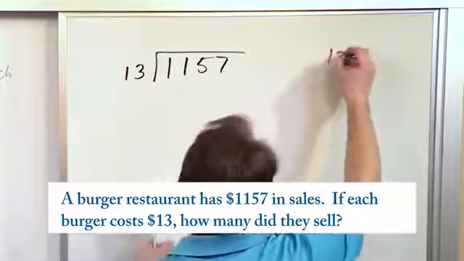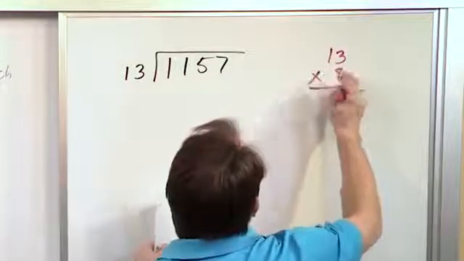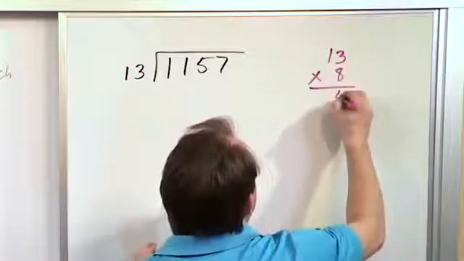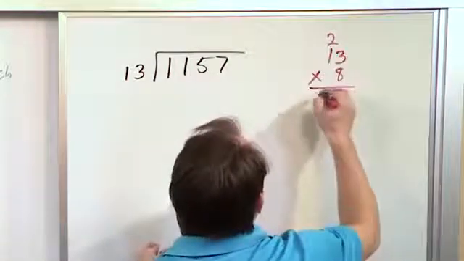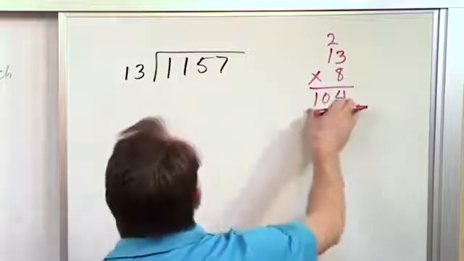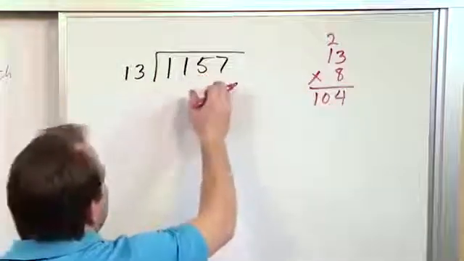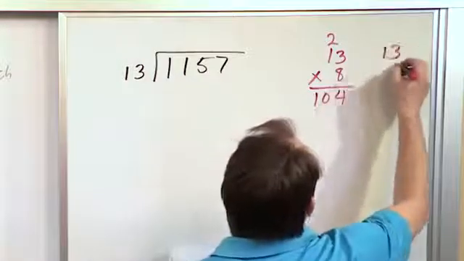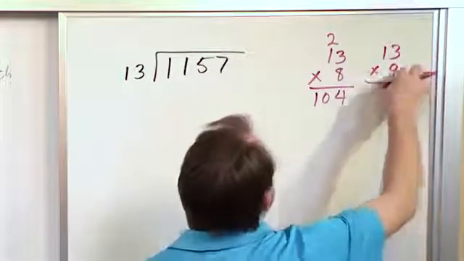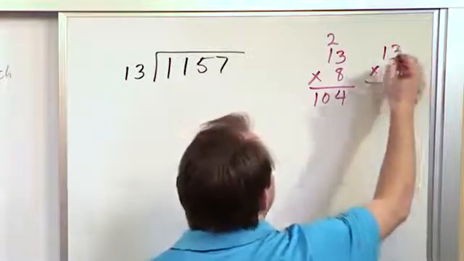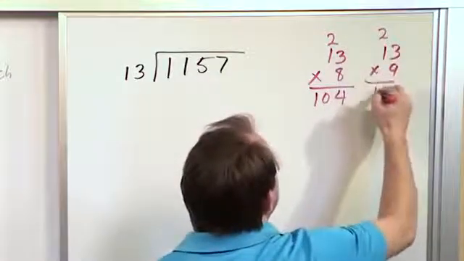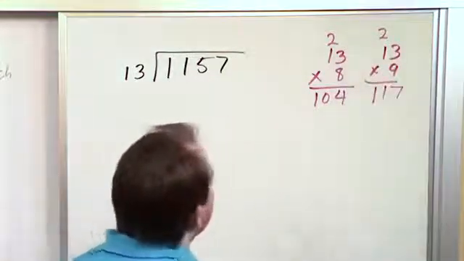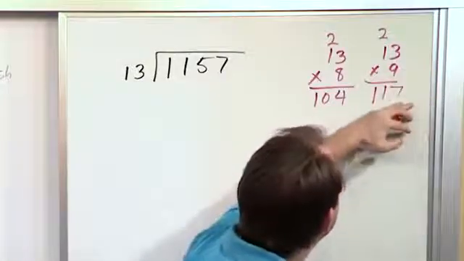Let's do 13 times 8, just to try it out. 8 times 3 is 24. Put the 4, carry the 2. 8 times 1 is 8, plus 2 is 10. So that's 104. That's not terribly close to that, but it's pretty close. Let's try 13 times 9 and just see what we get. 9 times 3 is 27. Put the 7, carry the 2. 9 times 1 is 9, plus 2 is 11. 117. Okay, so if we go 9 times, that's 117.